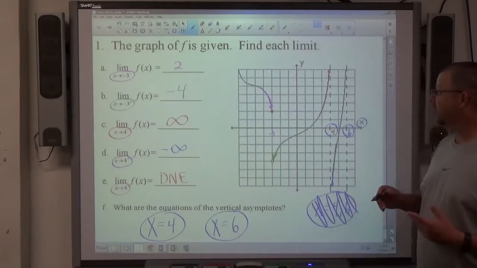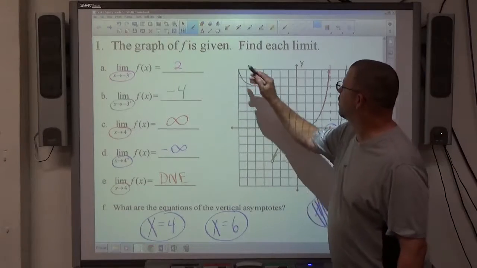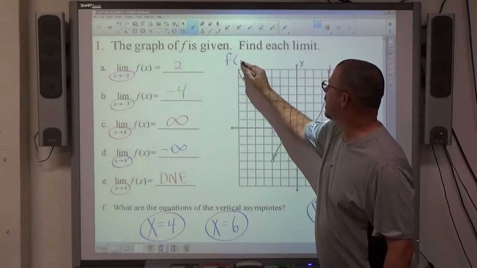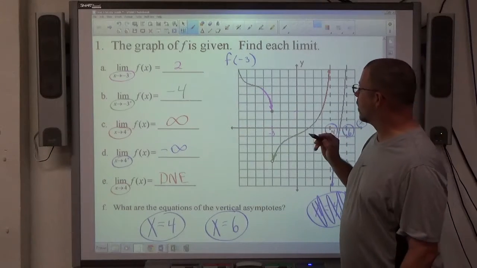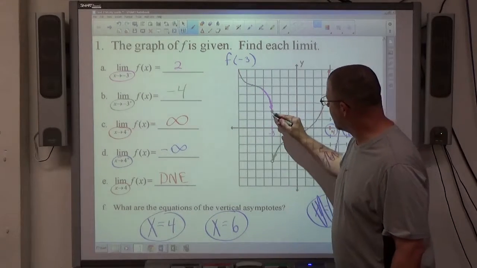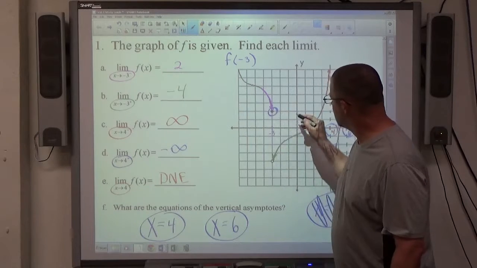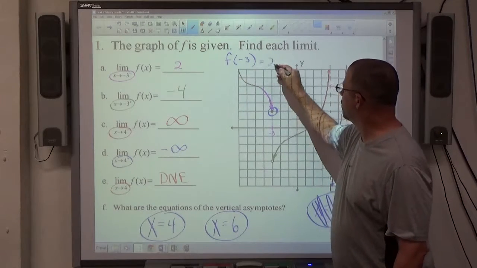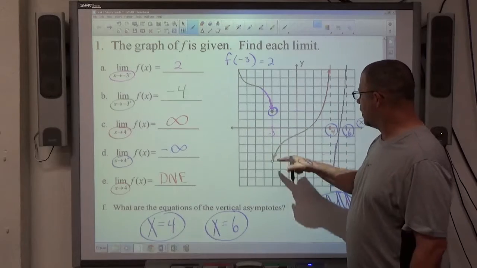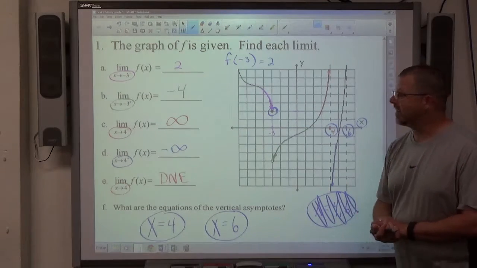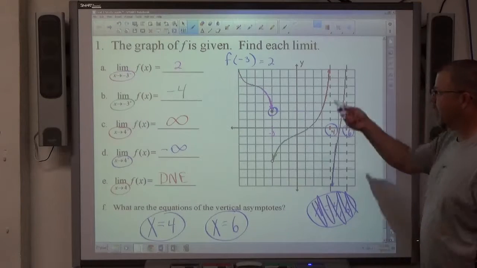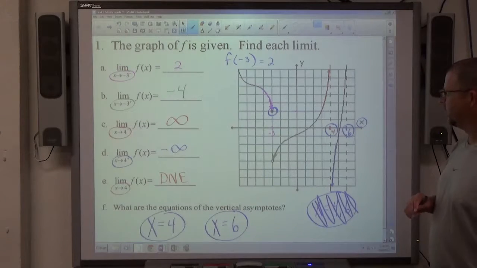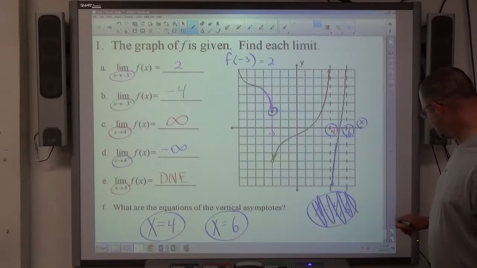One other thing they might ask you on a question like this, suppose they ask for f of a number, f of -3 for example. If they're asking f of -3, they're asking where's the dot. So at -3, there's a closed circle right here at +2, so that equals 2. If they were both open, then the answer would be does not exist. It doesn't ask for one here on the study guide, but we've dealt with this stuff in class, so I wouldn't be shy about putting something like that on the test.